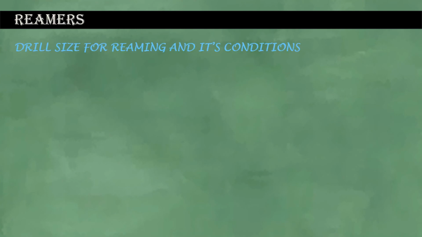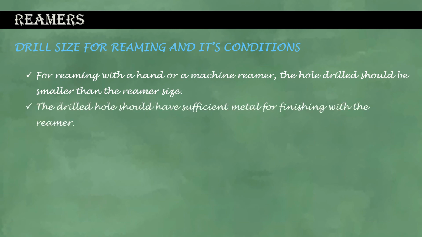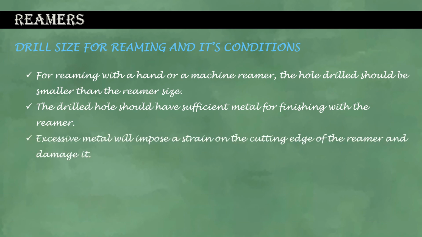Drill size for reaming and its conditions. For reaming with a hand or a machine reamer, the hole drilled should be smaller than the reamer size. The drilled hole should have sufficient metal for finishing with the reamer. Excessive metal will impose a strain on the cutting edge of the reamer and damage it.